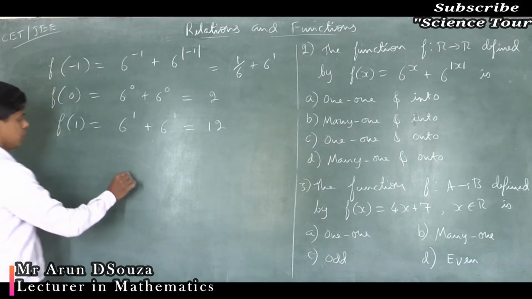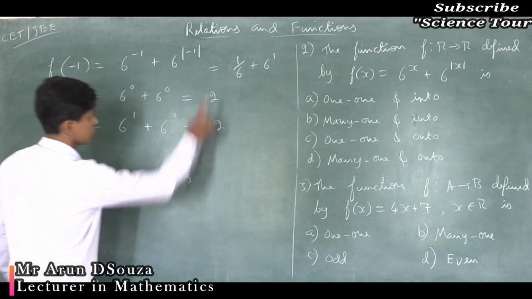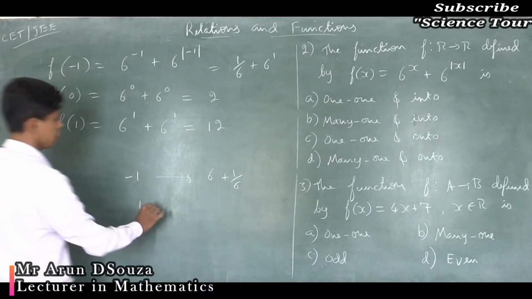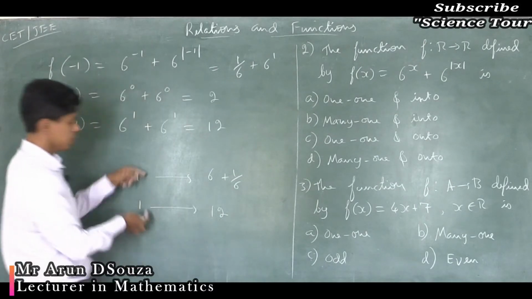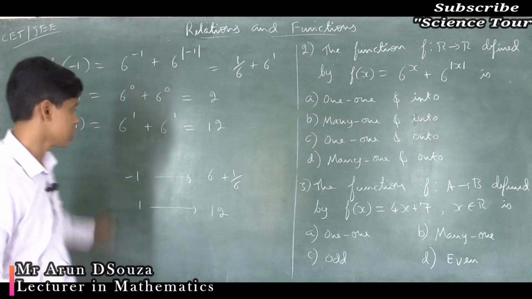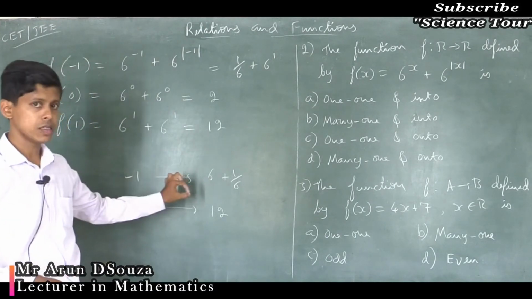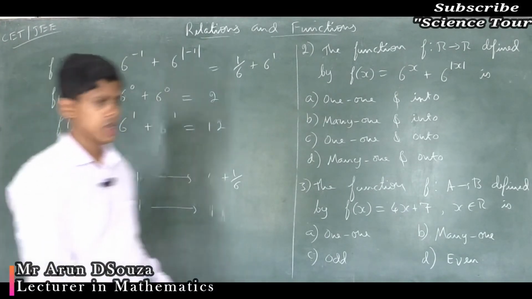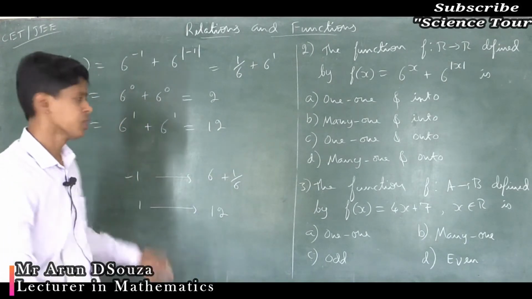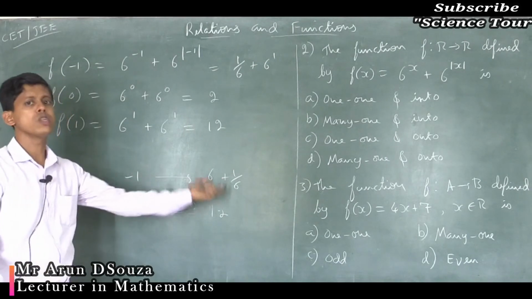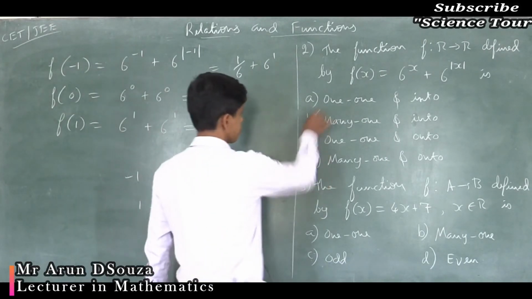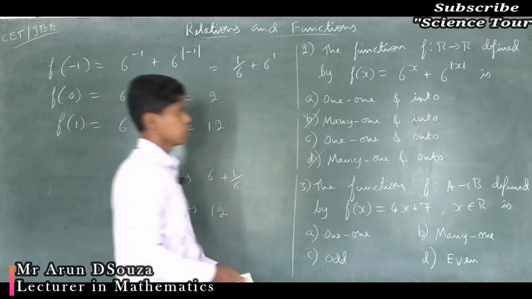Okay. So, minus 1 goes to 6 plus 1 by 6 and then 1 goes to a different image. Both do not go to a single image. Okay. So, you do not have a situation of many 1, right. So, that is the only point we have to verify. You can go for other negatives and positives as well, you will get different images. So, every element has a unique image, therefore, it is clearly 1 1. So, once again these options are left out.